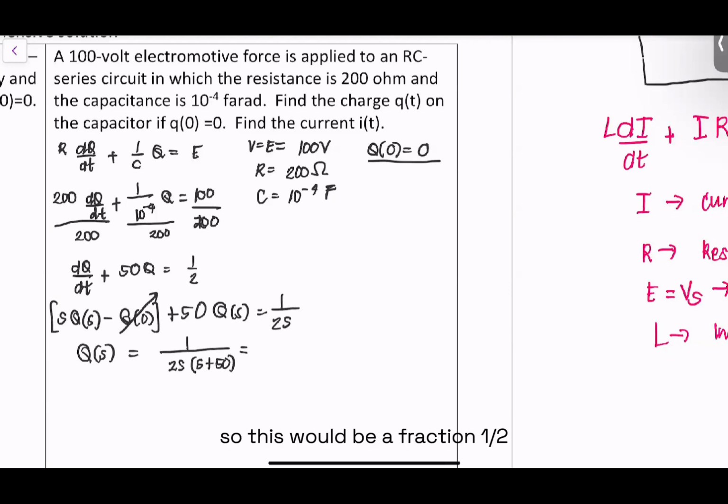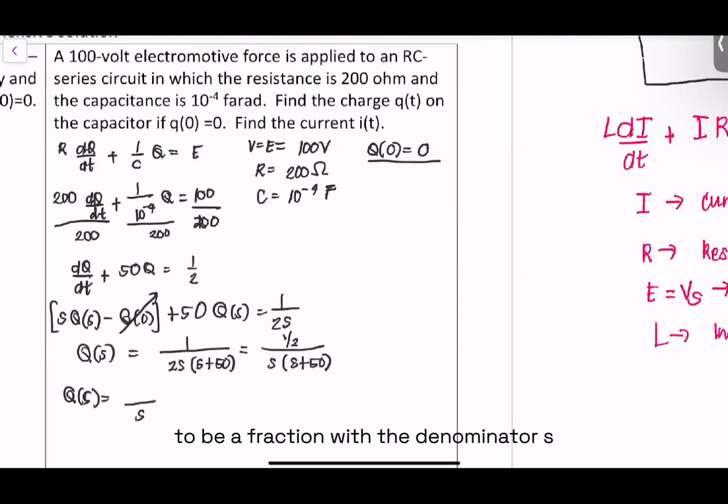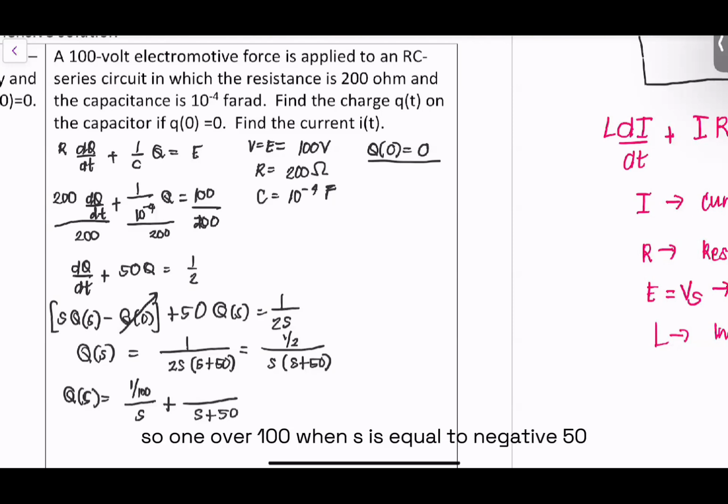So this would be a fraction 1/2 over s times s plus 50. So we can have our Q of s to be a fraction with the denominator s and s plus 50. When s is 0, we have 1/2 divided by 50, so 1 over 100. When s is equal to negative 50, we have 1/2 divided by negative 50, so we have 1 over 100.